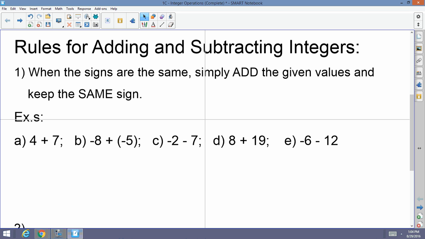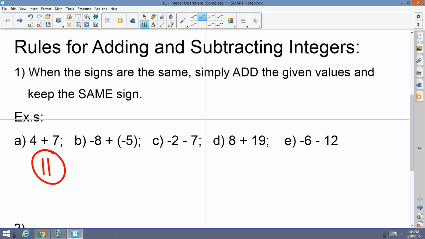For example, 4 plus 7. Well, 4 has a sign that is positive. How do you know? Because there's nothing in front of it. If you don't see a negative in front of the number, then it is positive. So I have 4 plus 7. They're both positive. When the signs are the same, you add and keep the sign. So we're looking at 11.